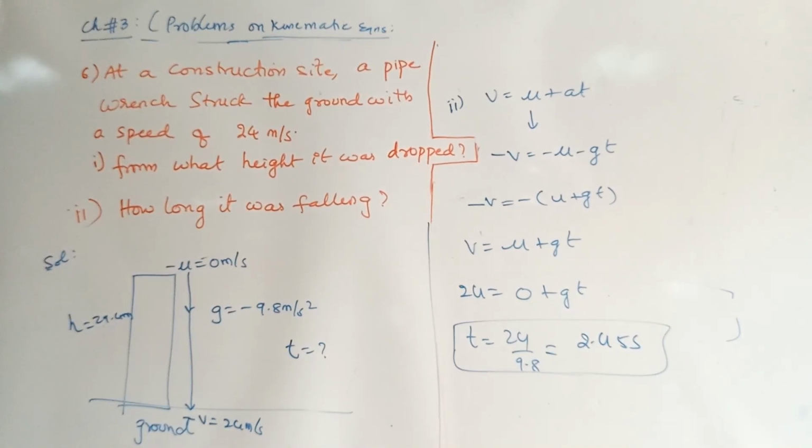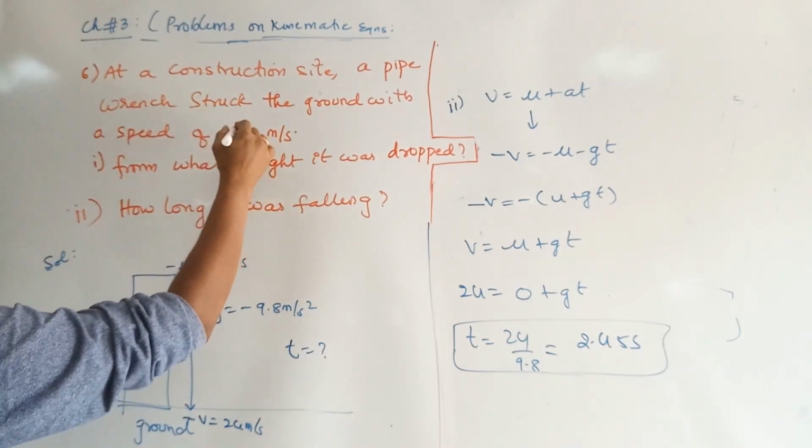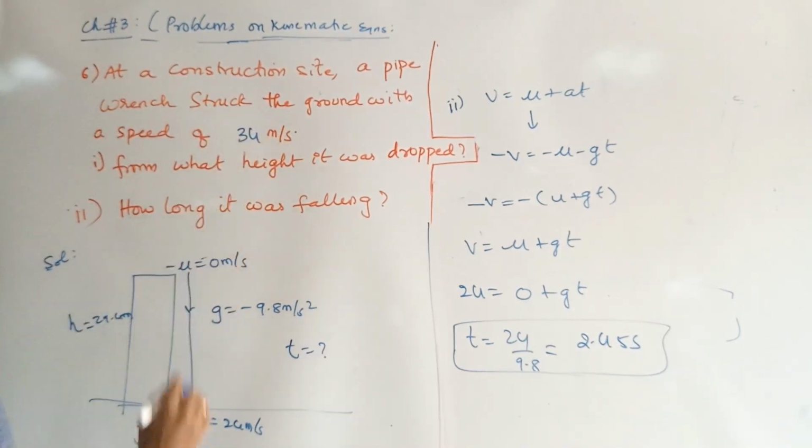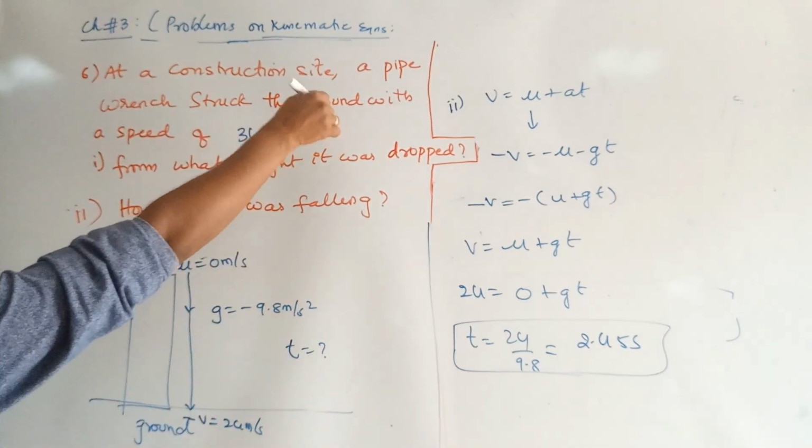A pipe wrench is stuck with the ground at the speed of, let me just change the numbers, with the speed of 34 meters per second. From what height it was dropped and how long it has been. Let me also give you a pipe is thrown, it is not directly coming, it is given some initial velocity.